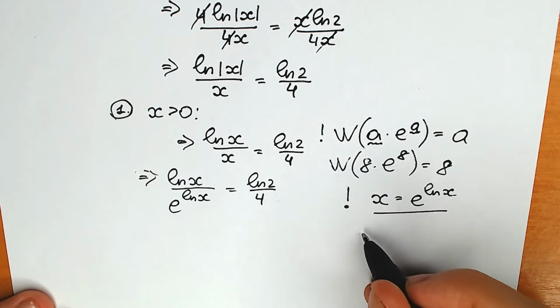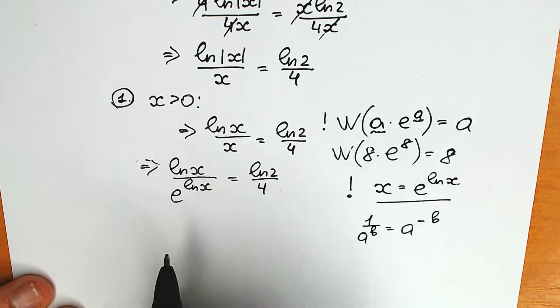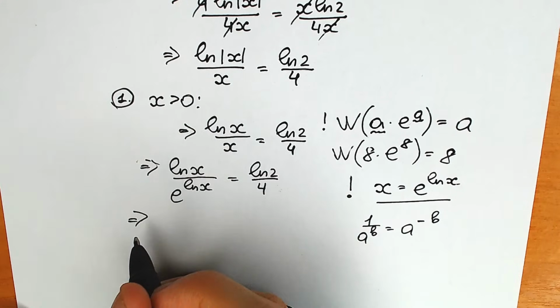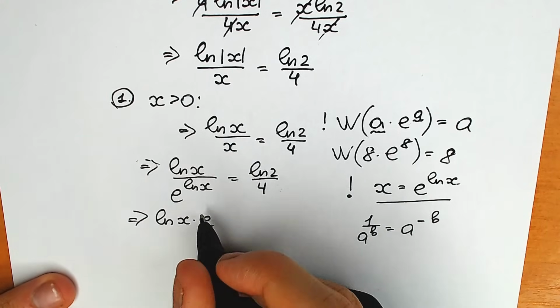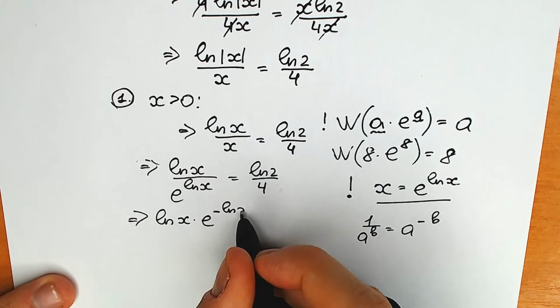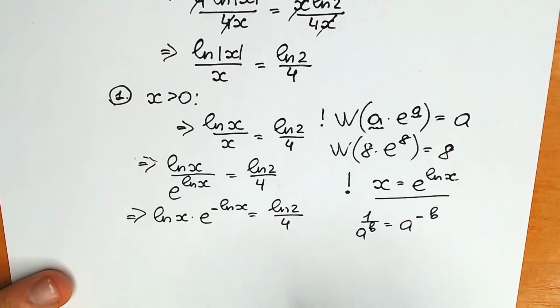Whenever we have 1 over a to the power b, we can write it as a to the power minus b. So we need to put a negative sign right here. As a result, we have natural log x times e to the power minus natural log x equal to natural log 2 over 4. Really great.